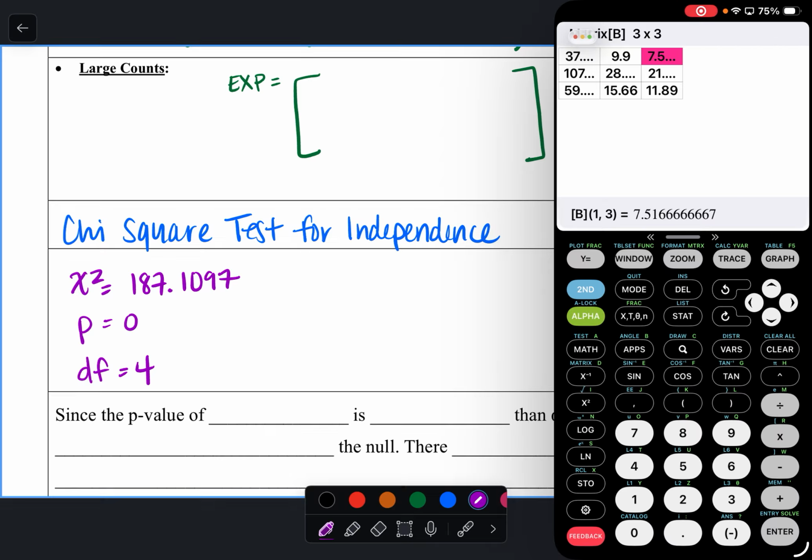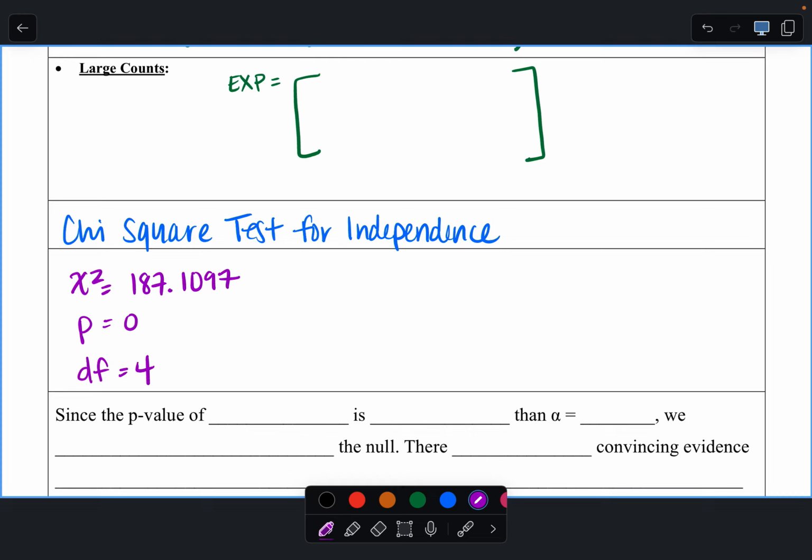Sometimes in your calculator view, it doesn't give you the full decimal for some reason. It picks and chooses when it's going to show the whole thing. So if this was 7.6 in my window, I can click on the cell and see that it's 7.52. I normally go about 2 decimal places when I'm writing my expected values. There's no true rule, but I think 2 is a safe bet. Oops, wrong number. This is 37.58, but you do have to write them down. 107.